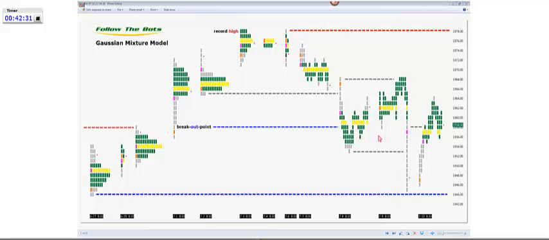Now, just because we had an estimated target, as I said, does not mean that on the basis of that alone, we're going to buy this pullback here down at or near the 1944s.